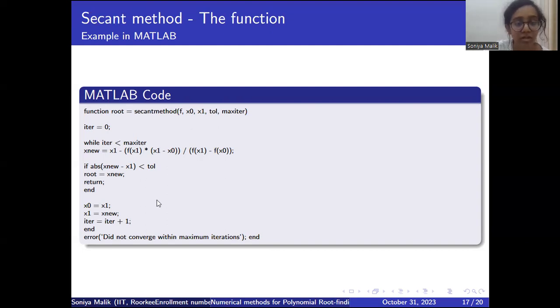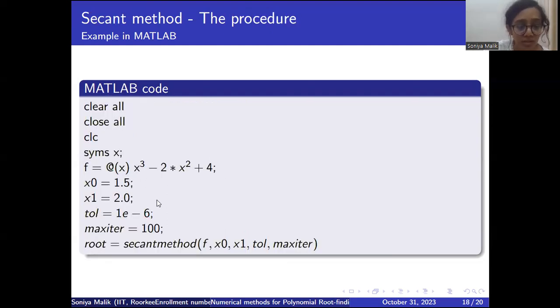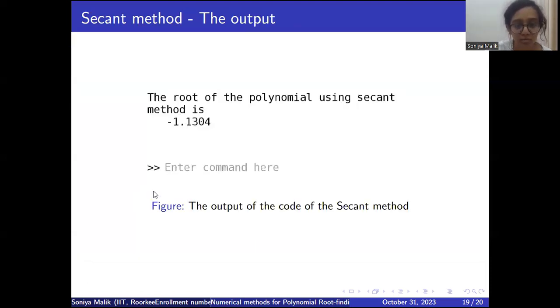And so here's the main code. We define the function, then we give the values x0 and x1, then we give the tolerance and maximum iteration and call the secant method function that we have created to calculate the root of the polynomial. So here's the output for the secant method.